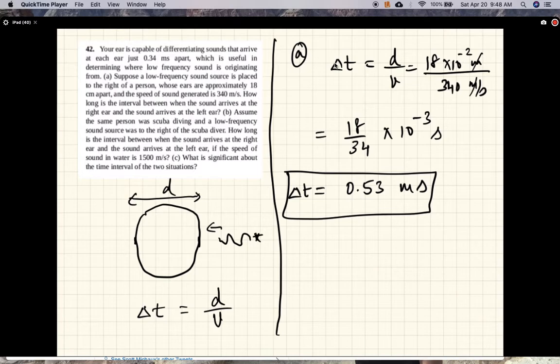0.53. Okay, so what that means is, since the time difference for the two waves to arrive between the left ear and the right ear is 0.53 milliseconds, we can tell if the sound is coming from the right or the left. Okay, so you can locate the source of sound.